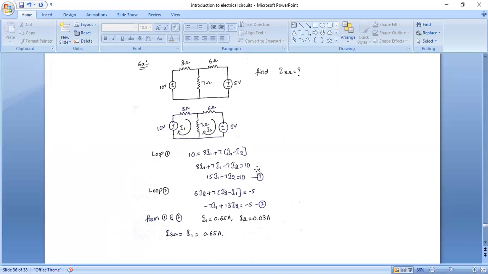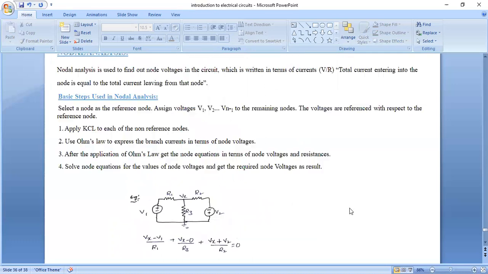So solve equations 1 and 2. We will get I1 equal to 0.65 amperes and I2 equal to 0.03 amperes. The question is asking to find the current I across the 8 ohm resistor. Across the 8 ohm resistor, the current I1 is flowing. So the current across the 8 ohm resistor is equal to I1, which is 0.65 amperes. So this is about the mesh analysis.